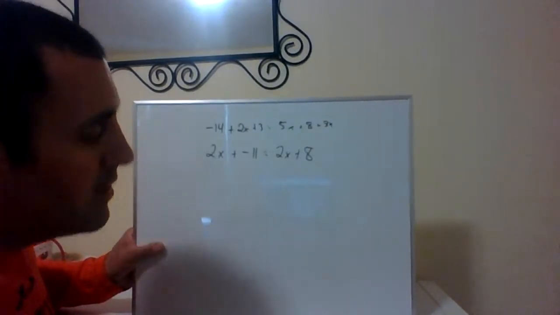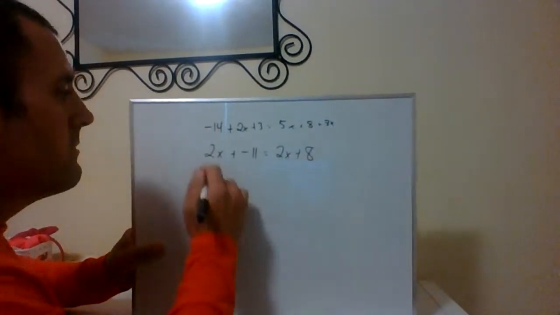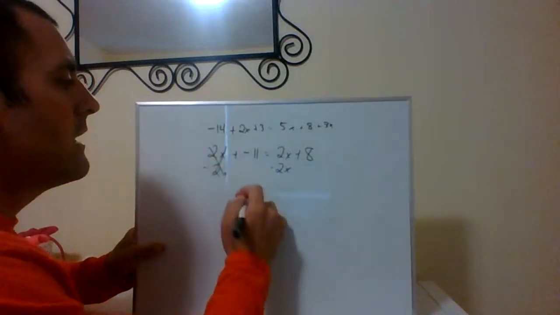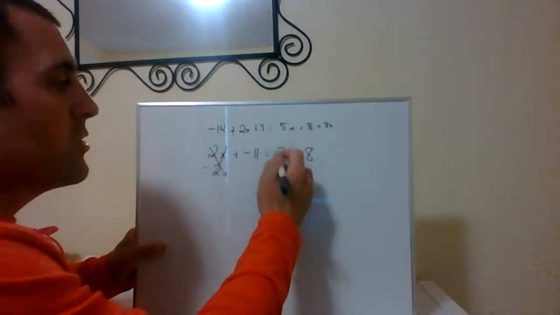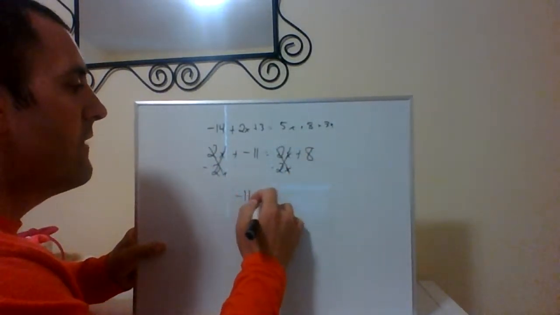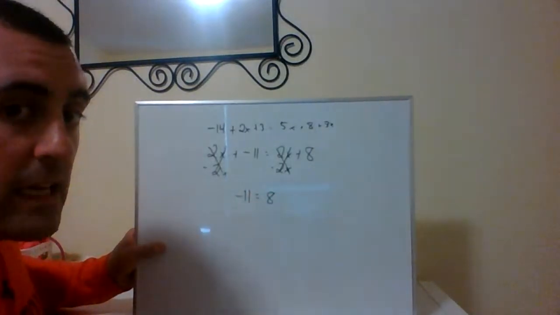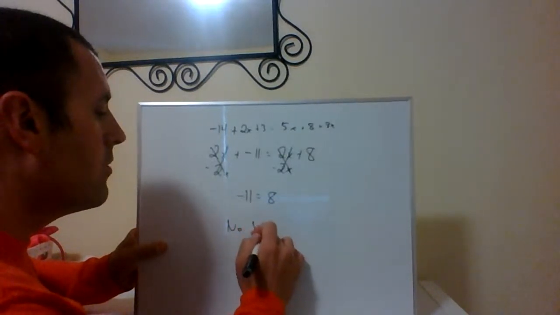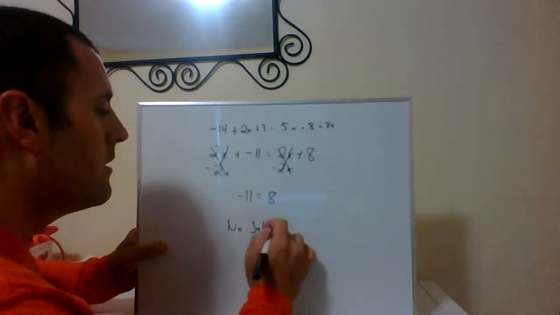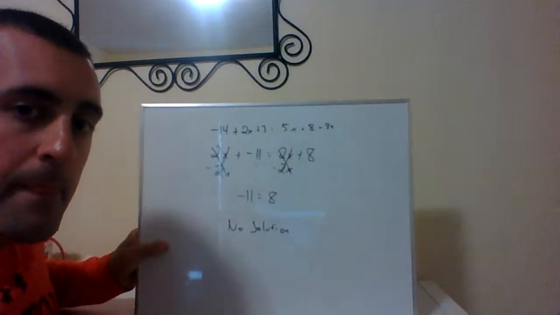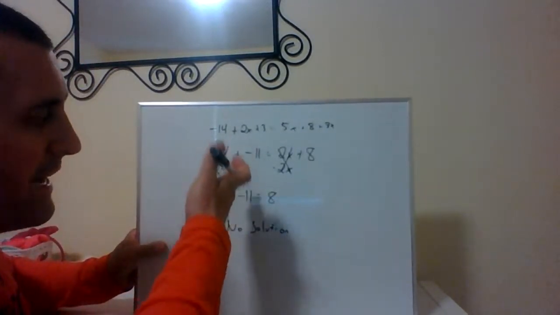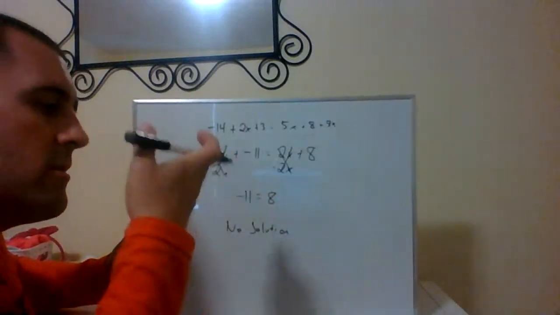That's interesting. Well, let's take a look. Let's subtract the 2x from both sides first. That eliminates this, but it also eliminates this. We're left with negative 11 equals 8. Negative 11 obviously doesn't equal 8. And so therefore, this is no solution. And again, the reason is simple. Negative 11 doesn't equal 8, no matter what. It doesn't matter what you put in for x. That's never going to be equal. And so therefore, this is no solution.